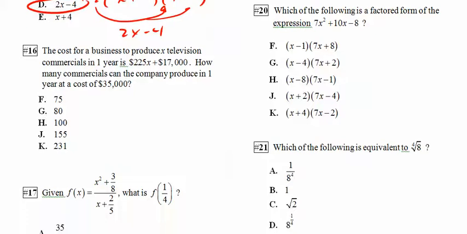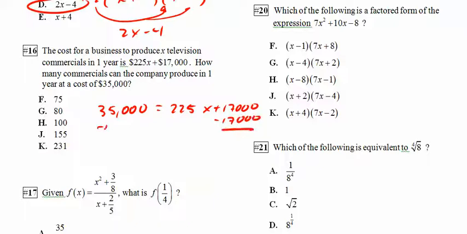The cost for a business to produce X television commercials in 1 year is given. How many commercials can the company produce at a cost of $35,000? So the cost is $35,000 and the cost is 225X plus 17,000. Minus 17,000, 18,000 equals 225X. 225 goes in about 80 times.